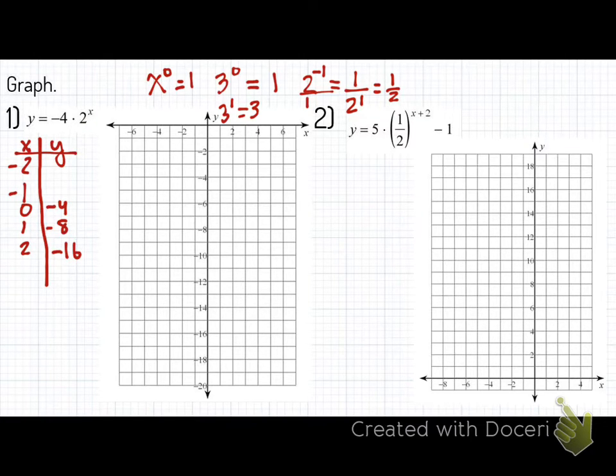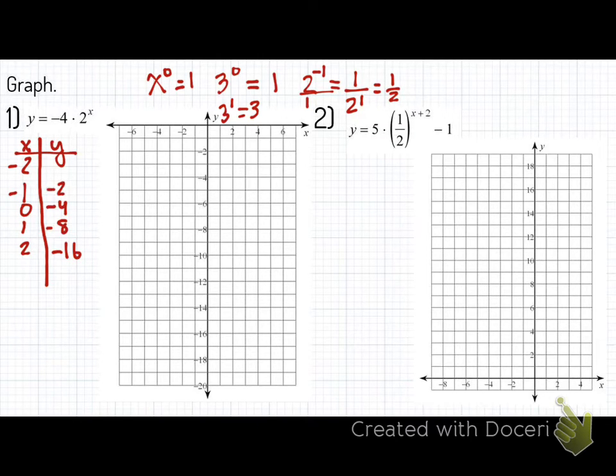Okay? Now we're going to do negative 1 next. 2 to the negative first, remember what I said 2 to the negative first was? It was really 1/2, right? So this is 1/2 times negative 4. What's half of 4? It's 2, but it's negative 2, right?